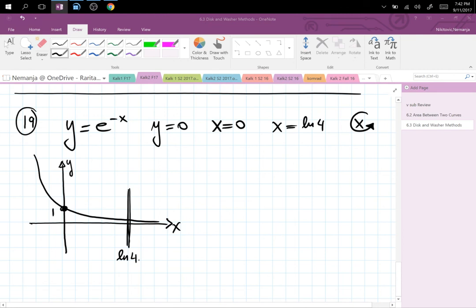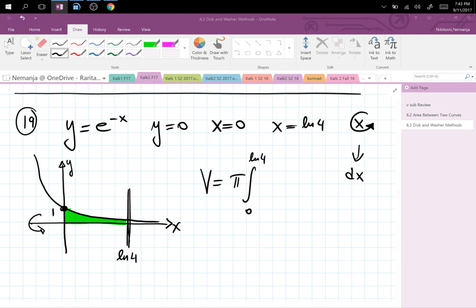So now, what do you have? You have this region completely sectioned off. We are rotating on the x-axis, so this means dx. Now, when you look at this, you have everything you need to find the volume. Your limits are, oh, forget the pi. Pi, limits are 0 to ln4. Those are numbers. ln4 is a number. So your a and b are 0 and ln4. Your function is e to the negative x, that gets squared, dx.